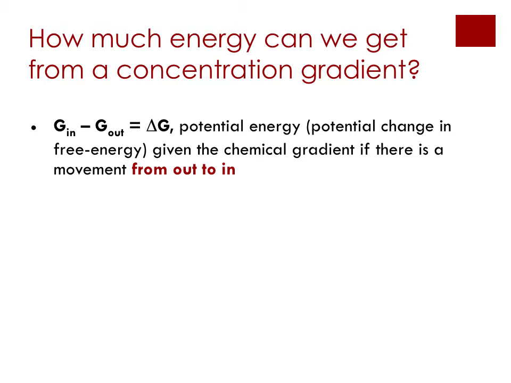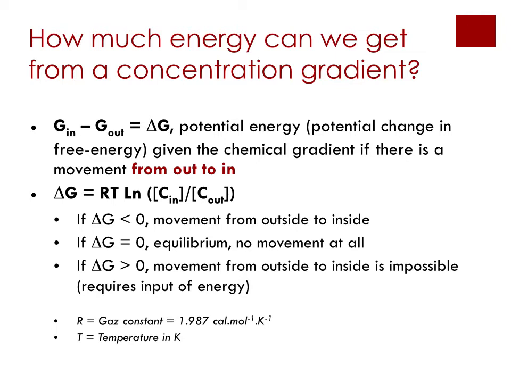If you make the difference between the G inside and the G outside, it will give you a difference of energy, or delta G, and this delta G is the potential energy that can be released when the movement from out to inside occurs, given that there is a chemical gradient or a difference in the amount of solute out compared to in. So you can calculate the delta G with a formula. The formula is R multiplied by T, where R is a gas constant, T is the temperature in Kelvin, times ln of the concentration inside divided by the concentration outside.